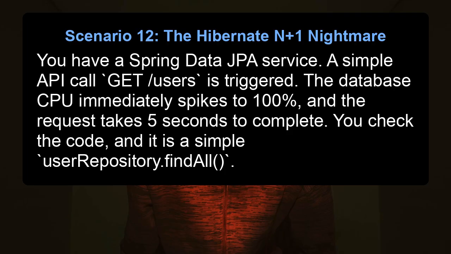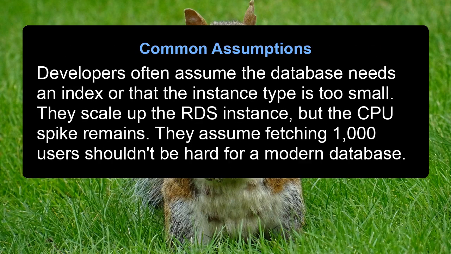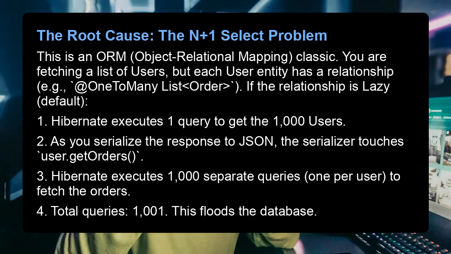findAll(). Common assumptions. Developers often assume the database needs an index or that the instance type is too small. They scale up the RDS instance, but the CPU spike remains. They assume fetching 1,000 users should not be hard for a modern database. The root cause: the N+1 select problem.